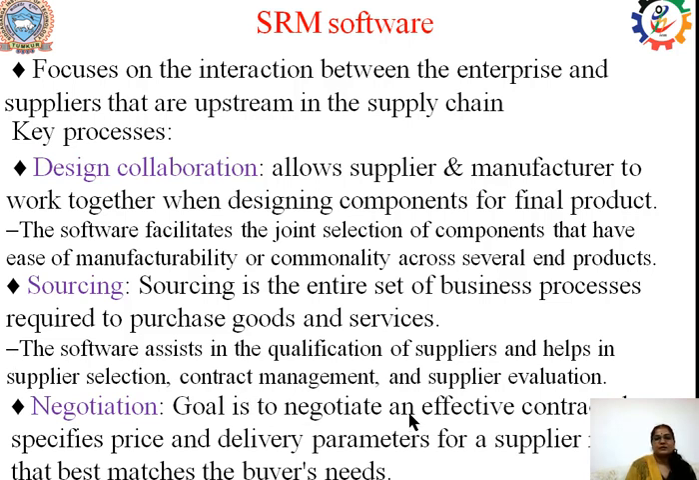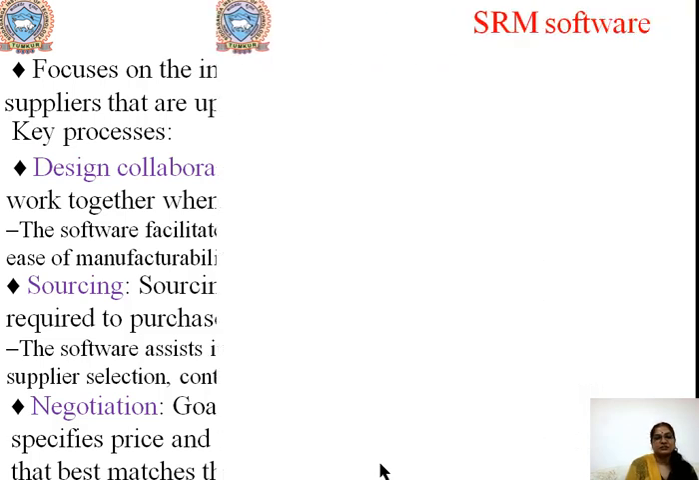Negotiation. Once an effective contract is completed between the supplier and the buyer, next they have to set the price and delivery parameters that best match both supplier and buyer. That comes under negotiation. So the software automates the request for quote, RFQ, called the request for quote process, and the execution of auctions.